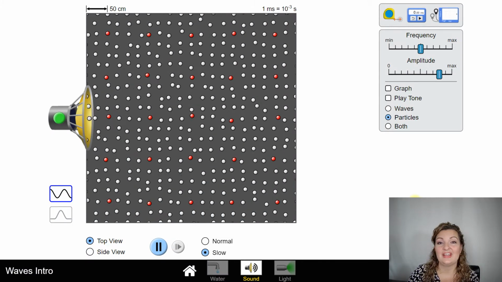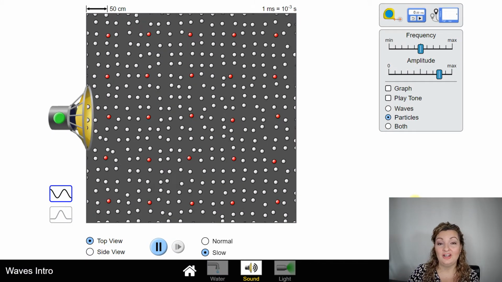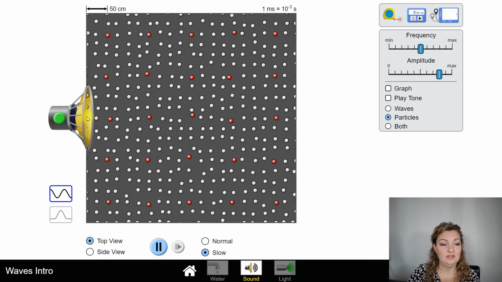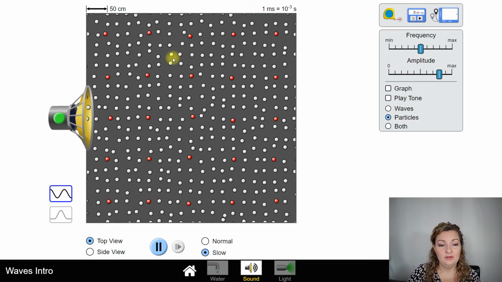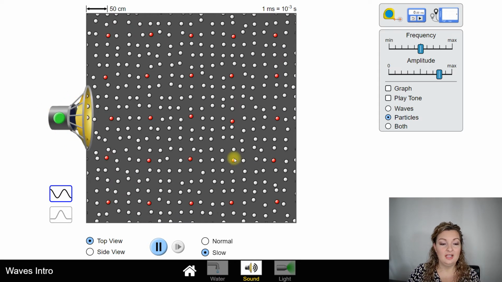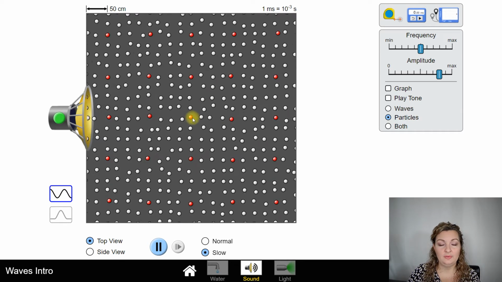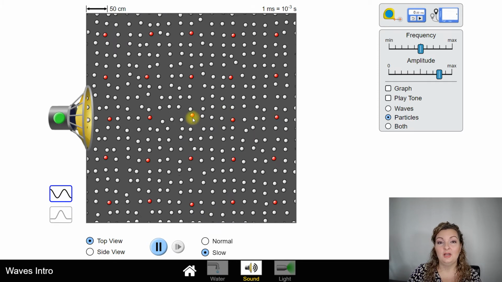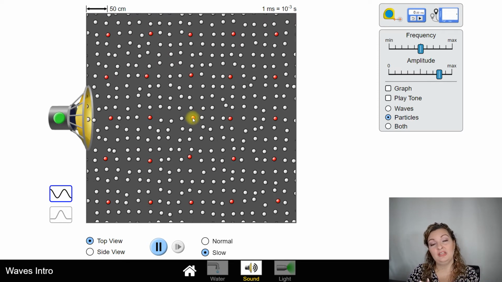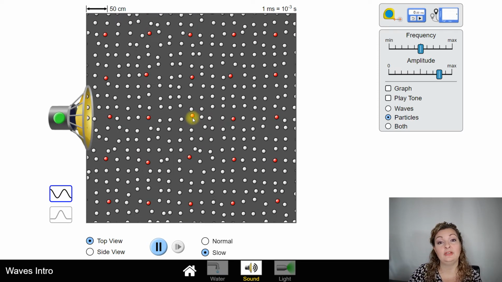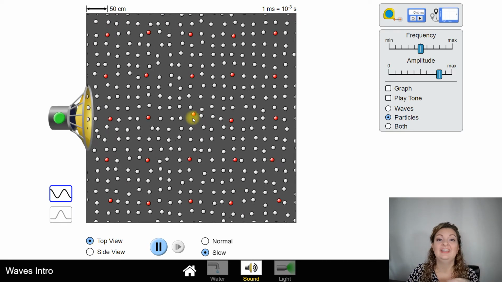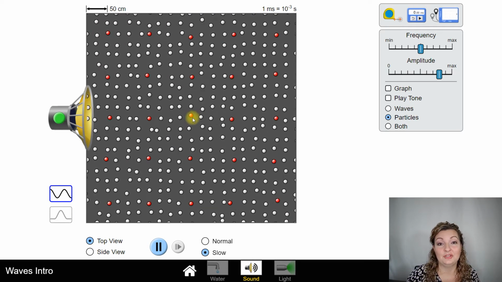Okay, so this is a PhET simulation on sound waves, and you can see that we have a speaker. I'm going to turn it on in a second, and here are all the particles. Now you can see some of them are colored red, so once this is turned on, you can see that the energy is what's moving in the sound wave. It's really not the particles that are moving along. The matter is not moving, it's really just the energy that's flowing here.